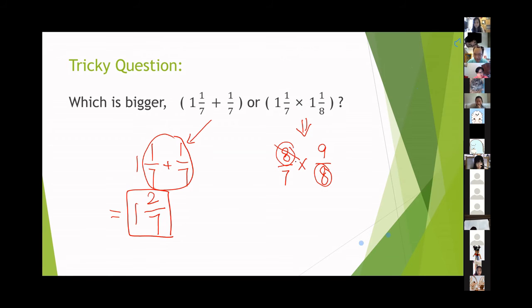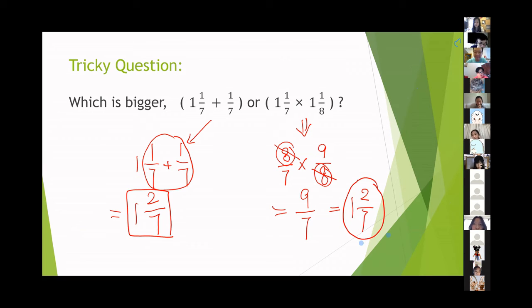Simplify, right? Then the answer is 9 over 7, which is 1 and 2 over 7. Okay, so what is the answer? Same. Same. Okay. Now, why many of you say that obviously this is bigger, but the answer is not. This is not obvious. We have to do calculation every time. And maybe you think that we are doing multiplication, so it must be bigger. But think about it, not all the time it's this.